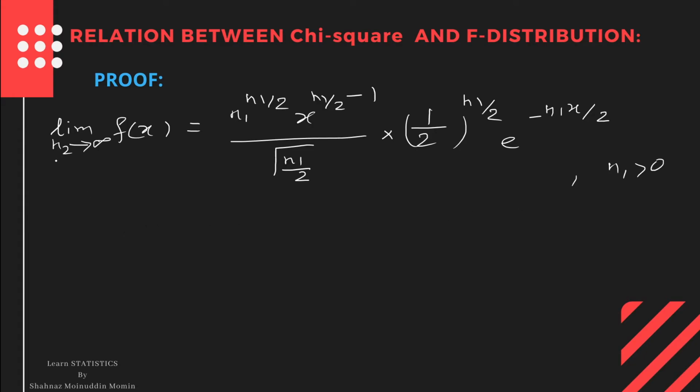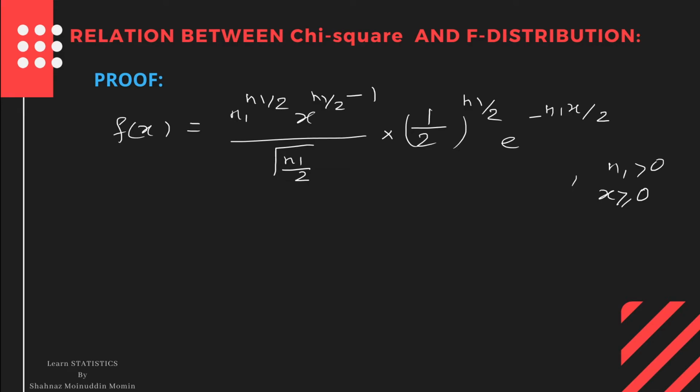If we remove this, since we have obtained all the limit, there is no need to write limit on the left side. So this is the value of PDF of F distribution after taking the limit as n2 tends to infinity, and the range of x is also as it is, x greater than equal to 0. This is the completion of the first step. In the first step we have taken the limit of PDF as n2 tends to infinity.